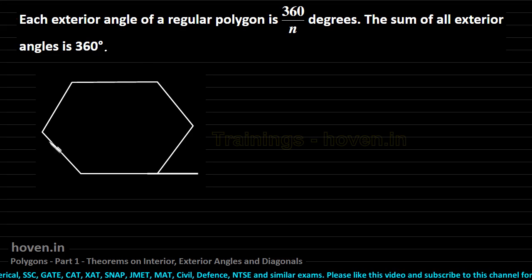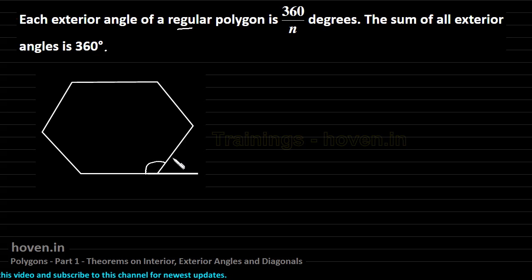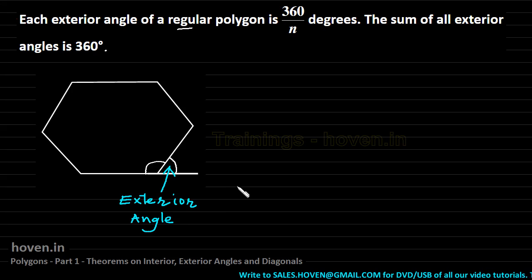Suppose this is our polygon, but it has been given to be a regular polygon in which all the angles are equal to each other and all the sides are equal to each other. If this is the interior angle, then this angle is the exterior angle, drawn by producing a side outwards. So I will label it, this is the exterior angle. Now we will first of all prove that each exterior angle of a regular polygon is 360 by n degrees.